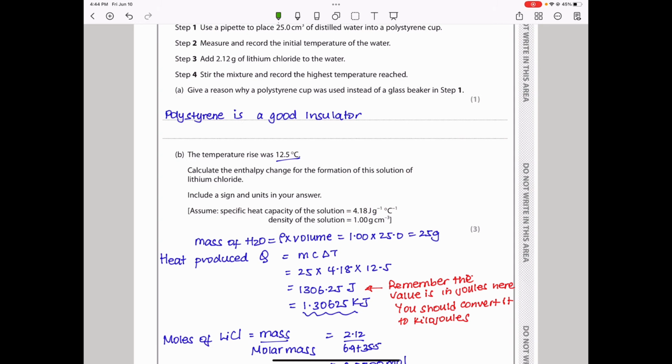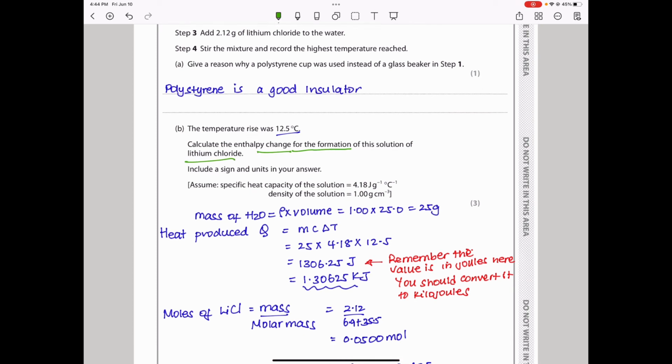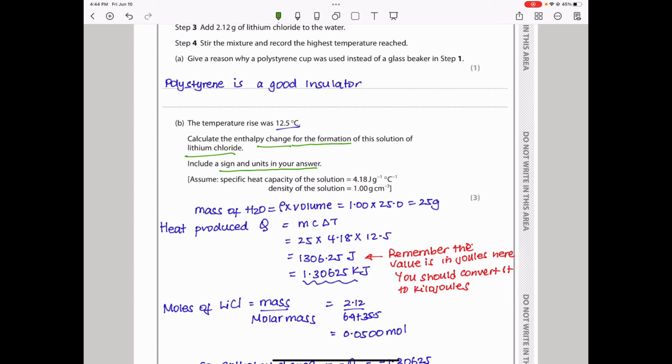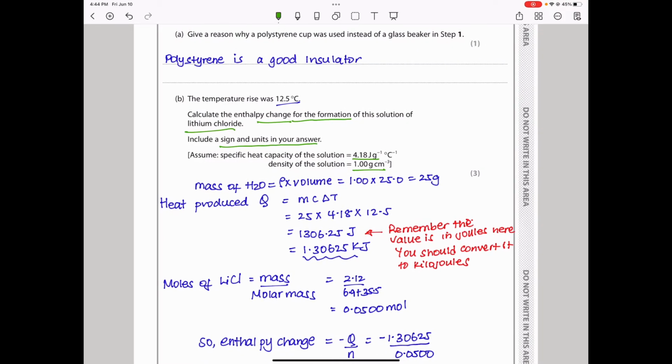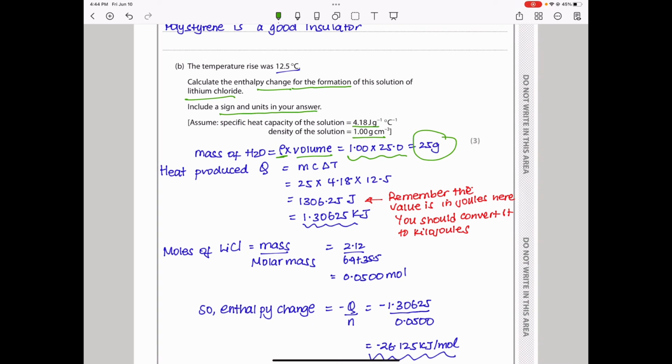So the next part says the temperature rise was 12.5 degrees Celsius. Calculate the enthalpy change for the formation of this solution of lithium chloride. They say include a sign and units for your answer. They gave us the specific heat capacity and they gave us the density. So of course we are looking for the mass of water, and you guys know if you're given density and volume, you can multiply density and volume to find the mass. So density times volume gives us 25 grams. And then since we know the formula for Q is equal to mc delta T, we've calculated the mass, the specific heat capacity here, and then the temperature change. This gives us 1306.25 joules.